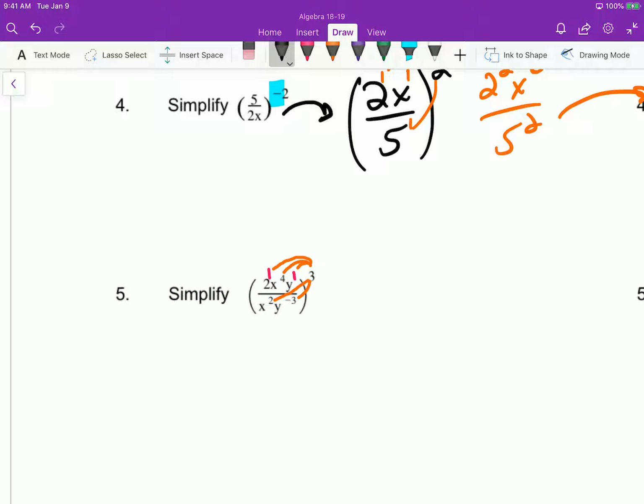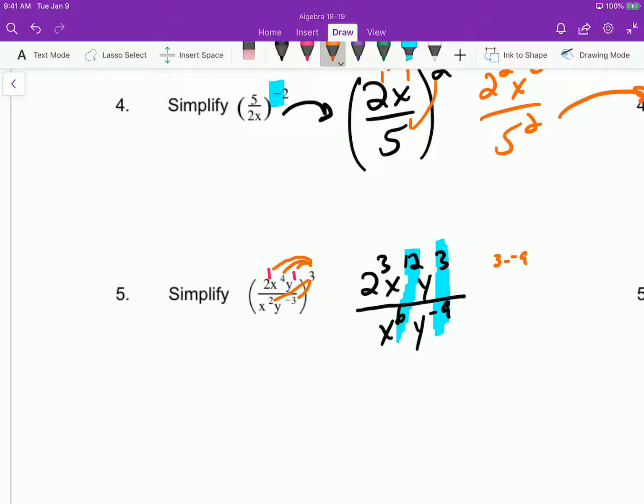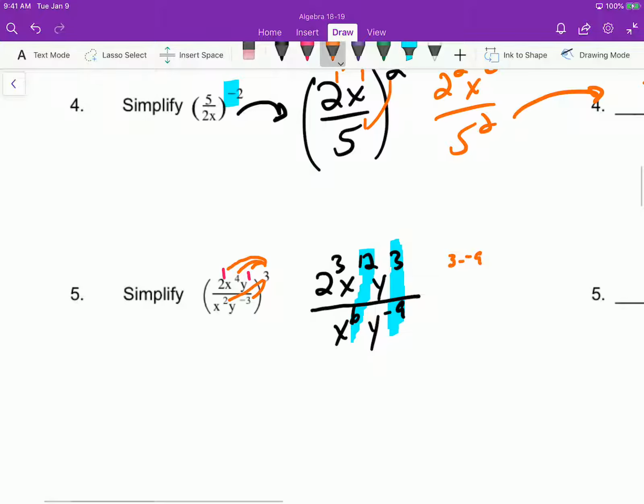So if I just write all that distributing, I would have 2 cubed x to the 12th, y to the 3rd, over x to the 6th, y to the negative 9th. Okay, and you'll remember that when you are dividing, the trick for the exponents is to subtract them. So that would give me 12 minus 6 would be 6. Here's the tough one. You technically have, on the side note here, 3 minus negative 9. So that would actually almost be like adding.